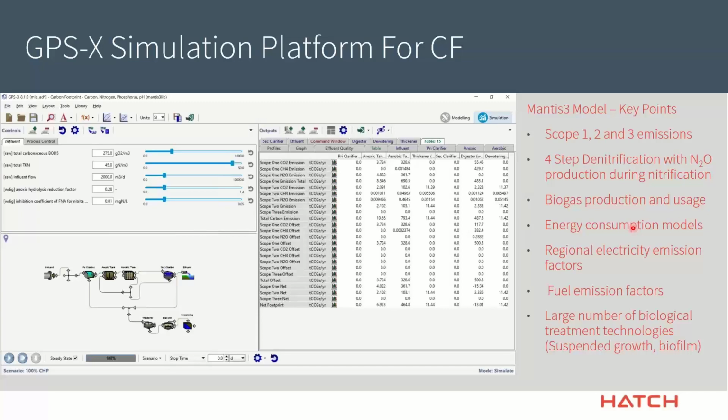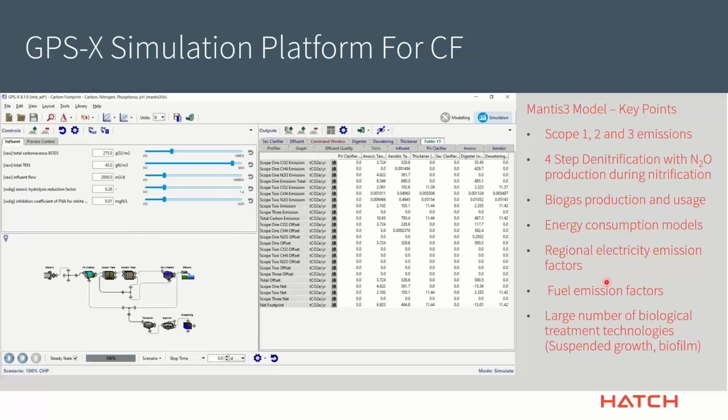Some of the other factors that we have is the regional electricity emission factors. So for electricity that is being utilized, we could use the eGRID emission factors that come from various parts of North America. But the user can also specify their own emission factors associated with electricity use for a certain geographical region. In addition, we have fuel emission factors.